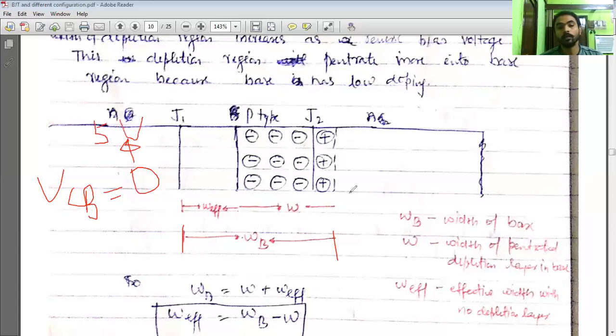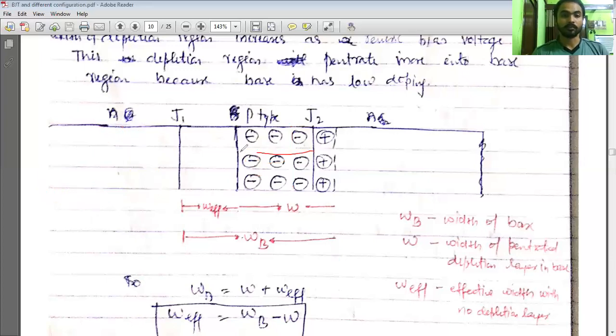Okay, so what will happen? Now this J2 junction, which was only till here, has now moved this way. If you increase more, it moves further. So let us consider some VCB voltage, 5 volt or 10 volt. At VCB of 10 volt, this penetration happens till here.